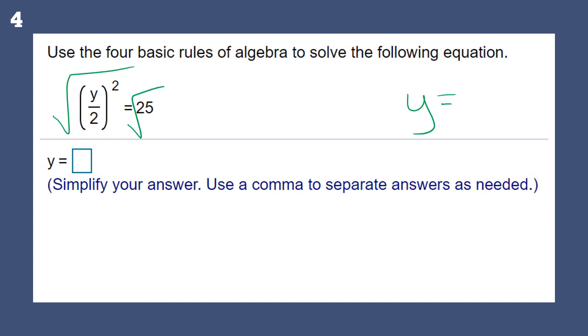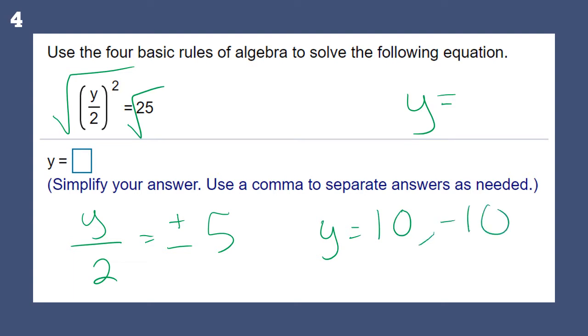But it's not quite that simple, because when you square root both sides, it does cancel out the exponent that was squared, but we actually end up with a plus or minus on the other side. So don't forget, whenever we square root, we always have to have a plus or minus. Now when we multiply by 2, we end up with y equals 10 or negative 10, either one of those. And if we were to plug them back in, you could see that if we plugged in 10 or negative 10, they would both give us the right answer.